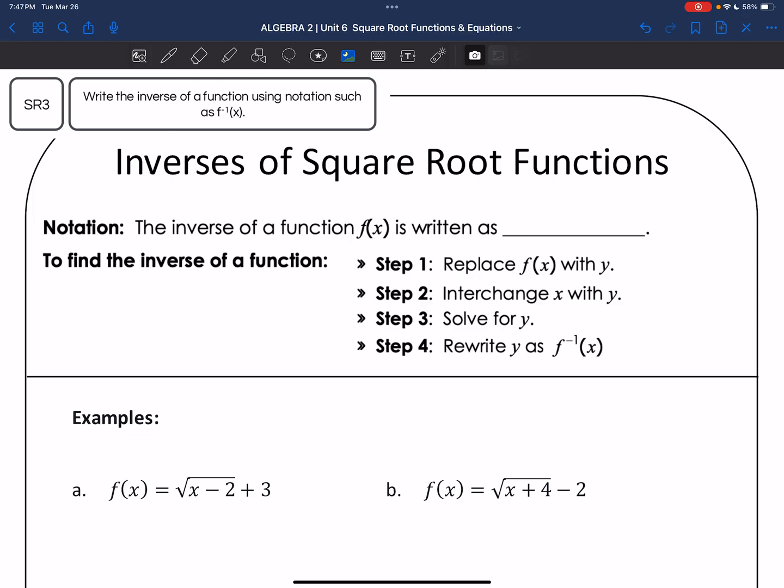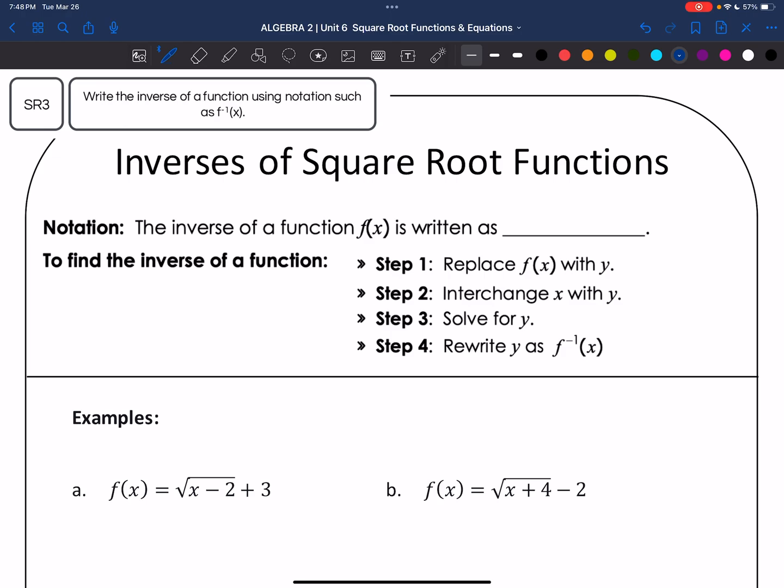We are in our series in Algebra 2 on square root functions and equations. This is Unit 6. And in this video, we are looking at writing the inverse of a function using notation such as f inverse of x. And that is exactly where I'm going to jump in here in this video.